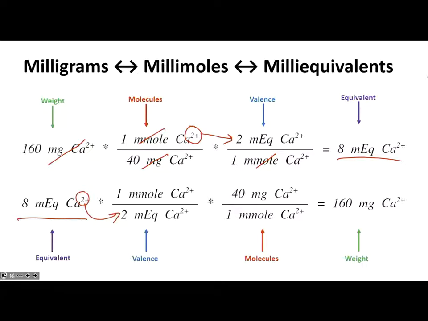So does it make sense that in this case, if I'm starting with milliequivalents, I multiply by 1 millimole over the valence in milliequivalents, so that this cancels? Now I'm back in millimoles, and remember to convert from millimoles to milligrams. In this case, I would need to multiply by the formula weight so that millimoles cancel, and I'd end up with milligrams in the end. Okay? Any questions on that?